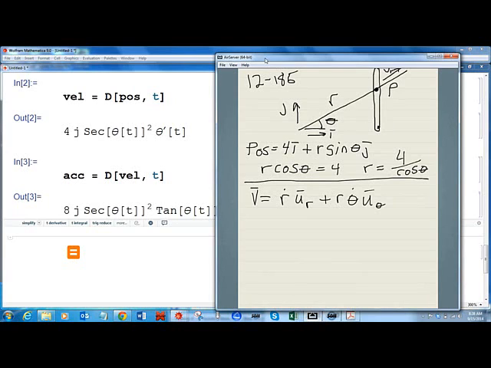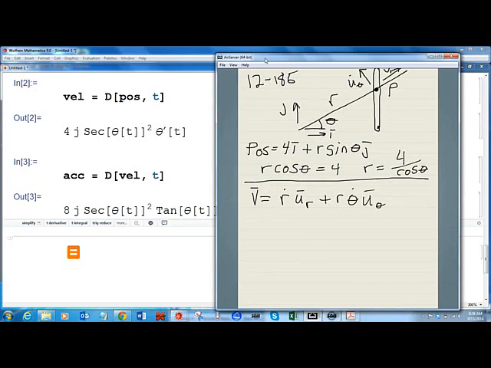Right? Where's the u_theta? How do you find the u_theta? In which direction? In the direction of positive angle. Right? So you're going to go counterclockwise 90 degrees. So it's going to go this way. I'll draw it down here so it's more room. u_theta.